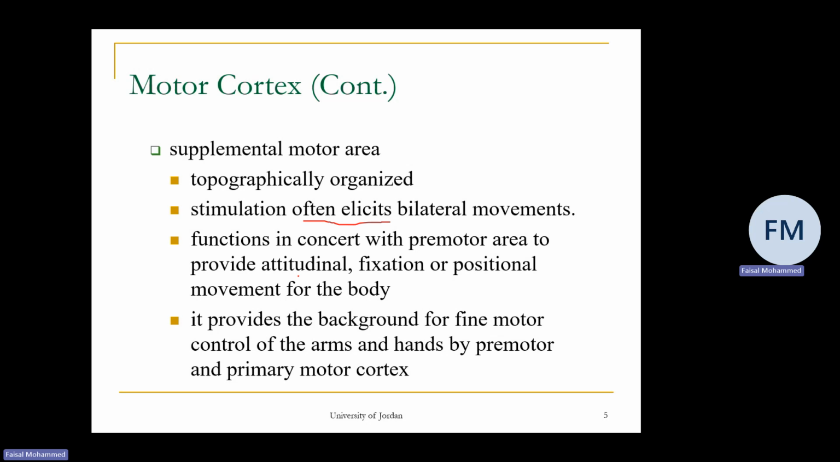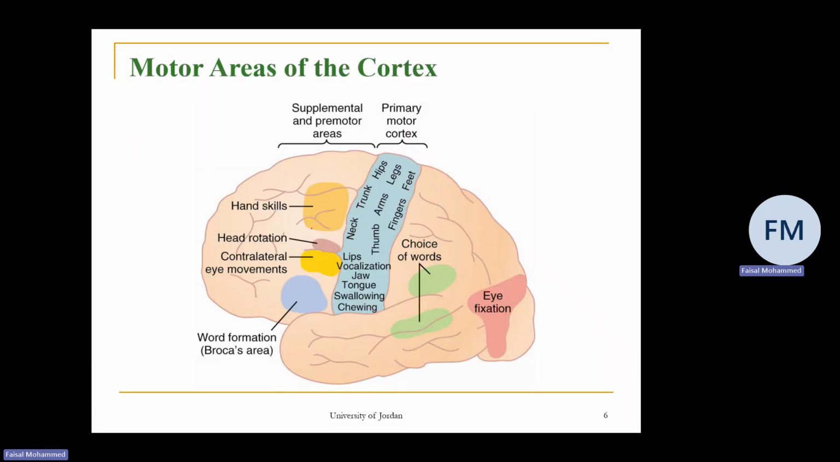If you need to write or something like this, you need to fix the other areas for movements to be good. It provides background movement for fine motor control of arms and hands, along with the premotor cortex and primary motor cortex. These here are the areas. This is the primary.